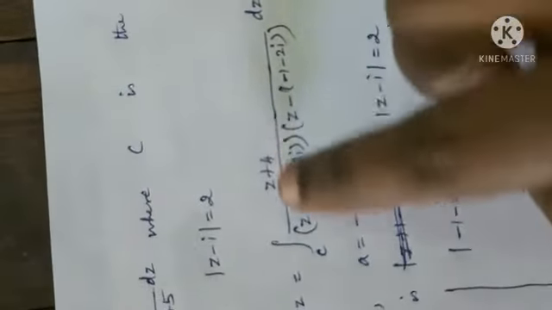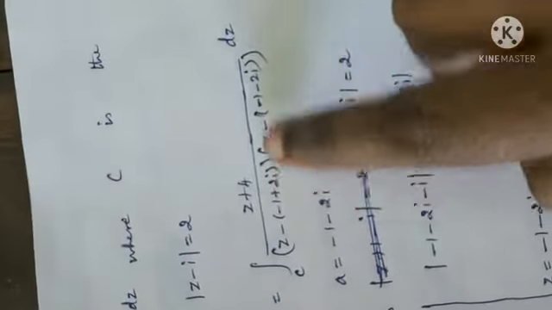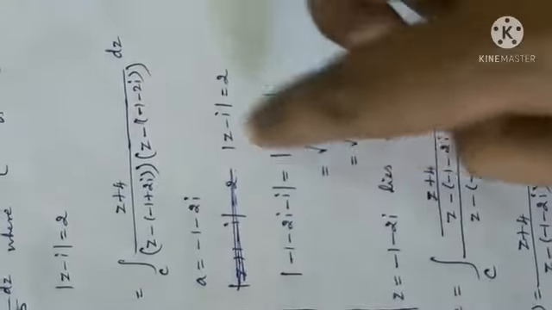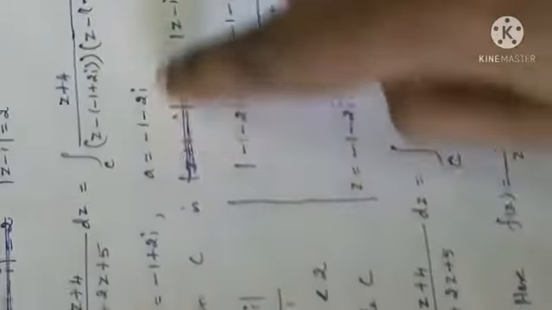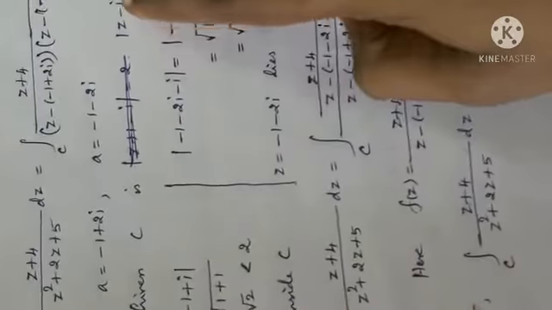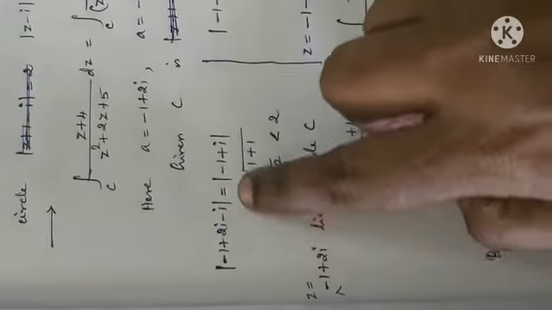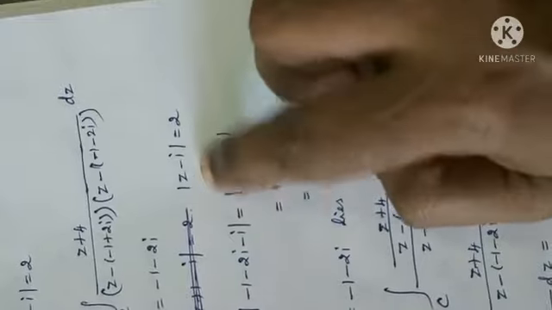denominator, right? Now this is of the form integral f of z by z minus a into dz. There is a product of two terms in the denominator. Let us check whether they both lie inside C or any one lies inside C. Take the A's. What is C? Mod Z minus I is equal to 2. Modulus of Z minus I. This is actually a circle.